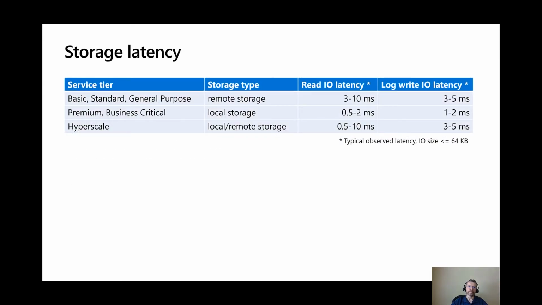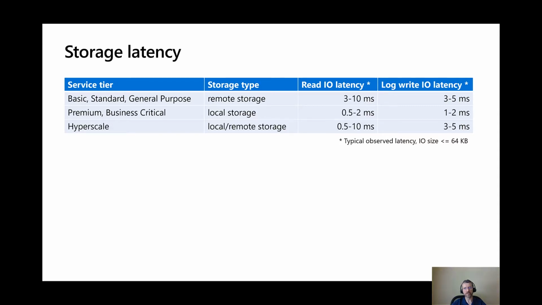Let's talk about storage latency. So in Azure SQL, we use 2 different storage types, remote storage, which is basically Azure Premium Storage, remote SSD, and local storage, so local SSD on the actual machine that hosts your database. So the latency numbers vary. Local storage has lower latency in general. The numbers you see here are not something you will observe all the time, but that's what you typically observe, right?